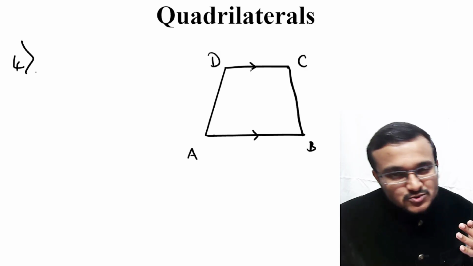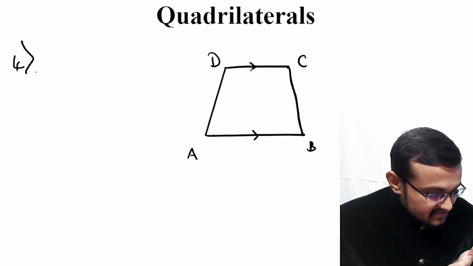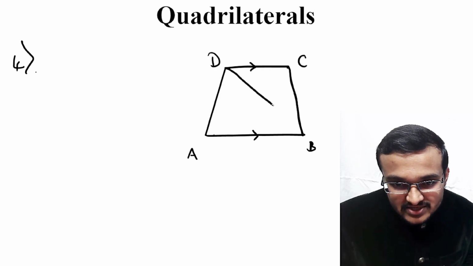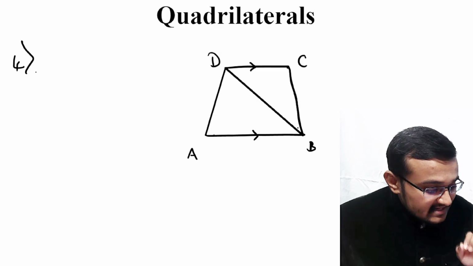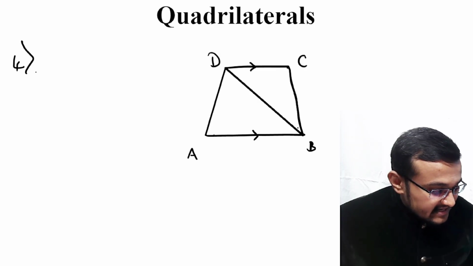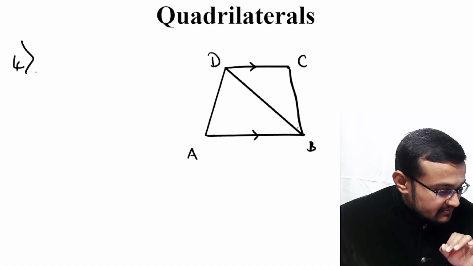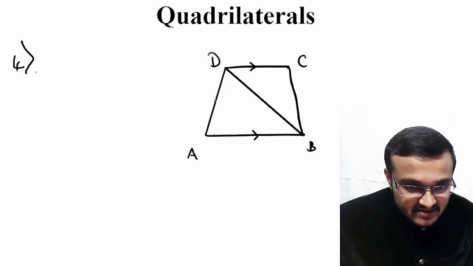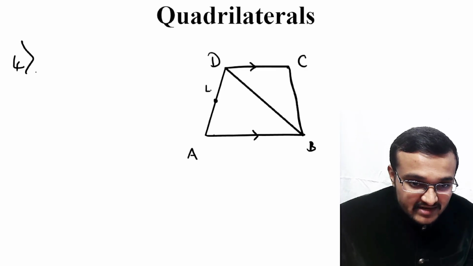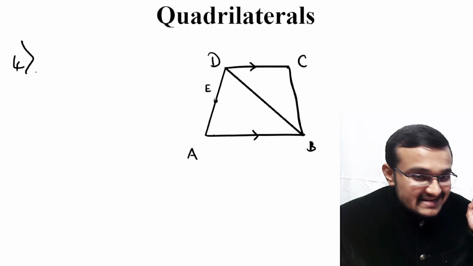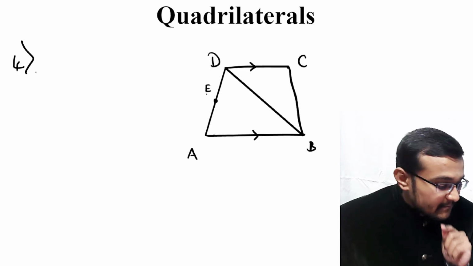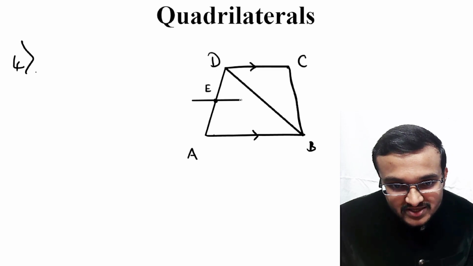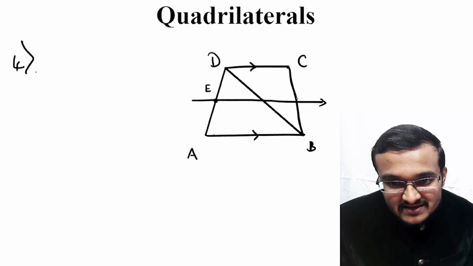So AB is parallel to DC because one pair of sides in a trapezium should be parallel to each other, and BD is a diagonal in this particular trapezium. So they have drawn BD as a diagonal, and here E is the midpoint of AD. A line is drawn through E parallel to AB intersecting BC at F. So they have drawn a parallel line to AB through E, which is intersecting BC at F.